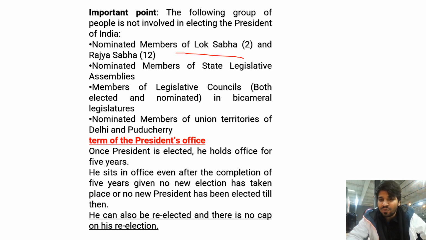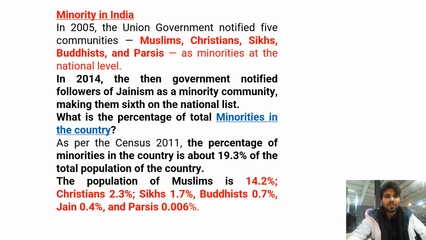Once president is elected, he holds office for 5 years. Yes, but when the Lok Sabha dissolves, as it says, he sits in office even after the completion of 5 years, given no new election has taken place and no new president has been elected till then, right? Till the time the new president does not get elected, he enjoys being a president. And there is no time limit for the president to get elected and re-elected, right? Like he can be elected and re-elected again and again.